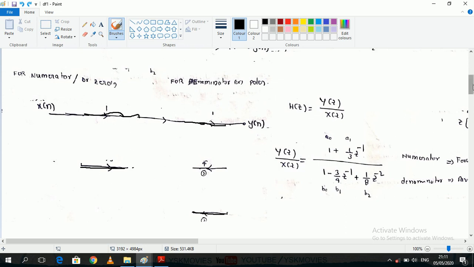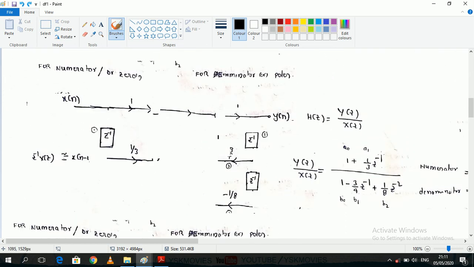After that, in the numerator, there is only one filter. See this, this is only one filter, right? So this is one filter. Let's draw one box here. And in the denominator section, there are two filters. So this is one filter and this is the second filter.